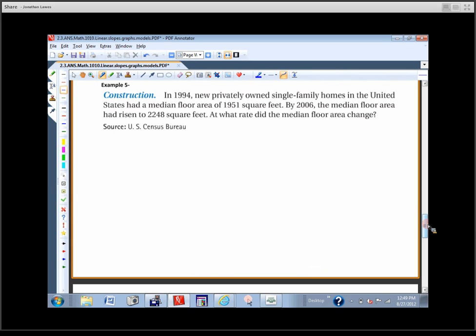Okay? Well, let's think about this. We need to come up with a rate. It says at what rate, and for rate we think slope. At what rate did the median floor area change? Let's see. In 1994, which is a year, how many square feet?